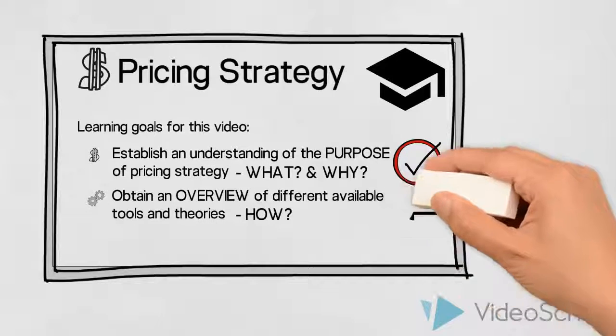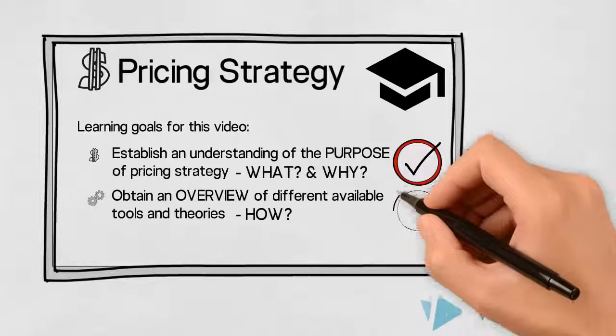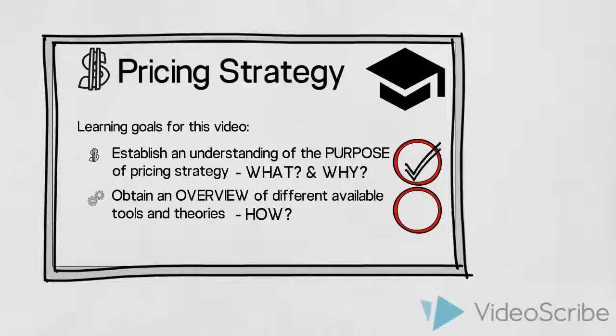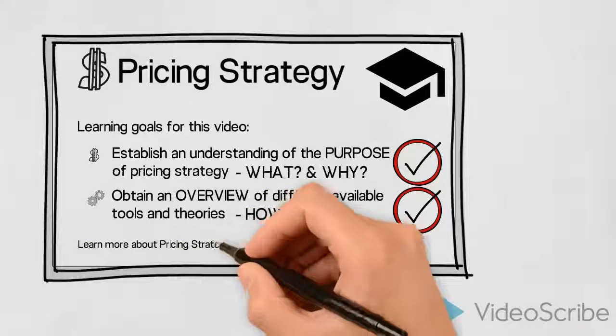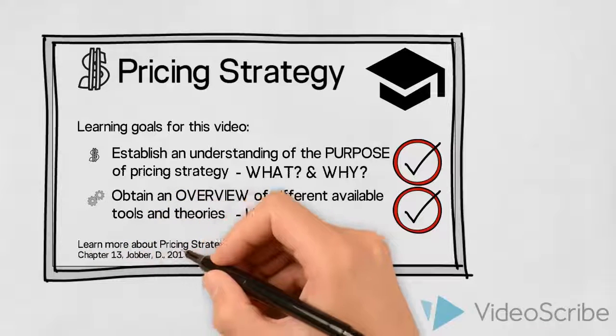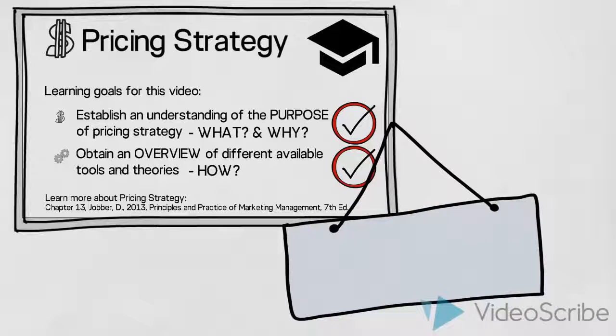We have now established an understanding of the purpose of pricing strategy, and lastly, we have presented an overview of the different tools and theories available to us when determining a suitable price for our product or service. To learn more about pricing strategy and how to use the different tools and theories introduced in this video, I recommend that you read Chapter 13 in David Jobber and Fiona Ellis-Chadwick's Principles and Practice of Marketing Management, 7th edition.